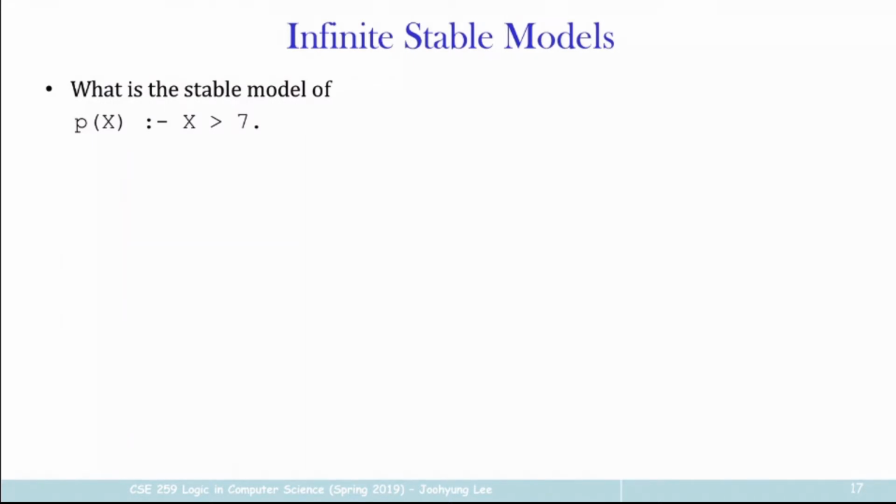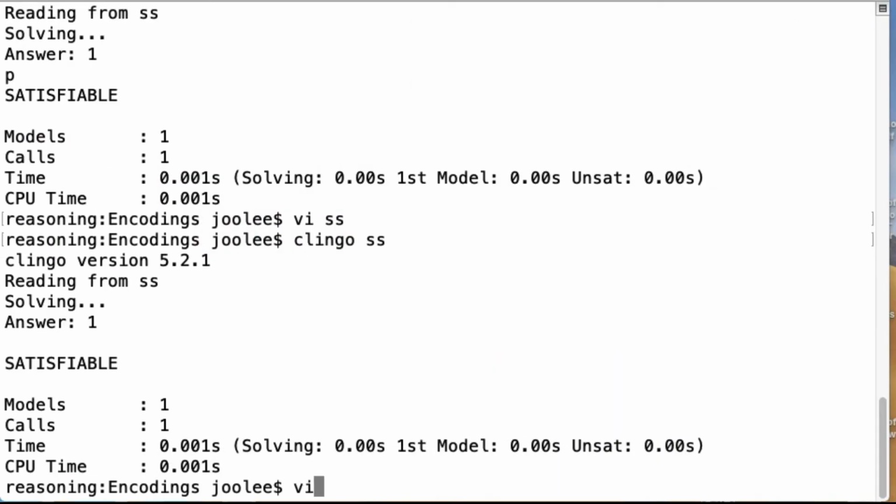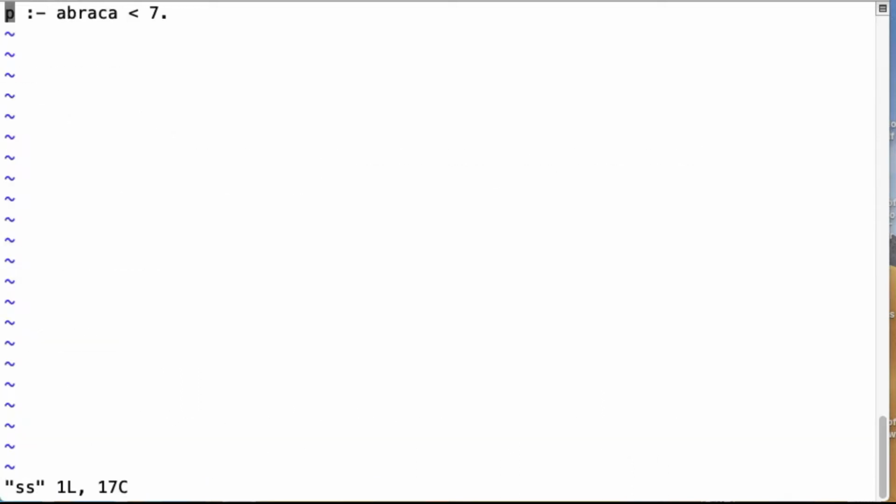How about P of 10? 10 is greater than 7. So what is the stable model? It could be P of 8, 9, 10, 11, and so on. Now, in theory, yes, that's the stable model. However, when you try to do this in Clingo, Clingo will complain. Actually, let's check it, because I don't know.